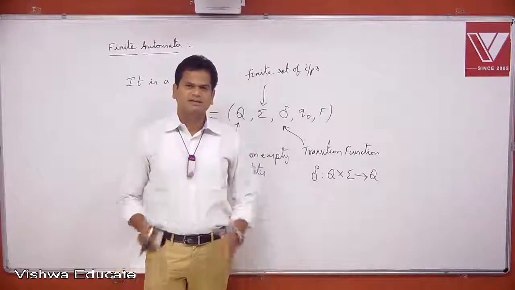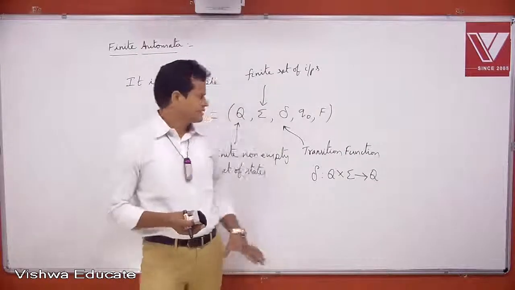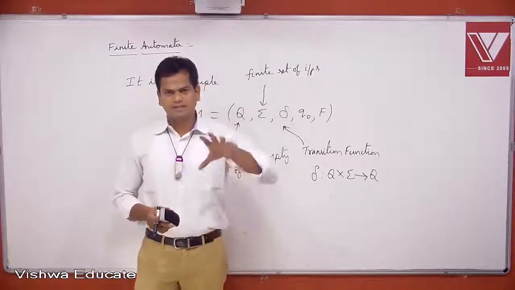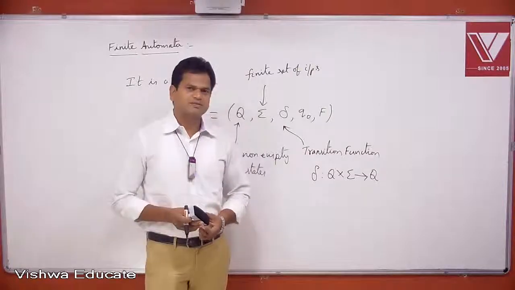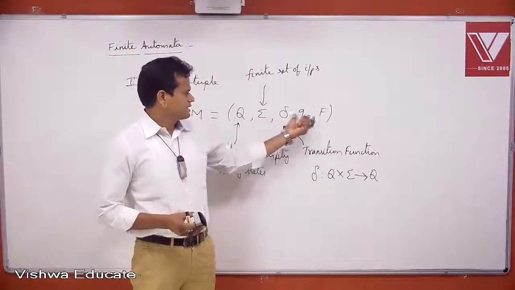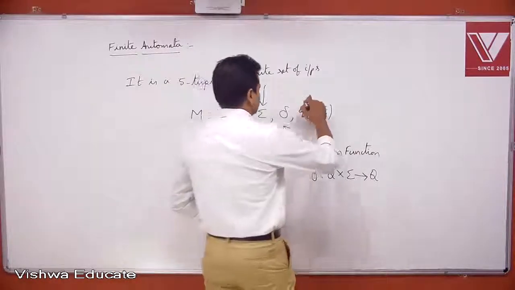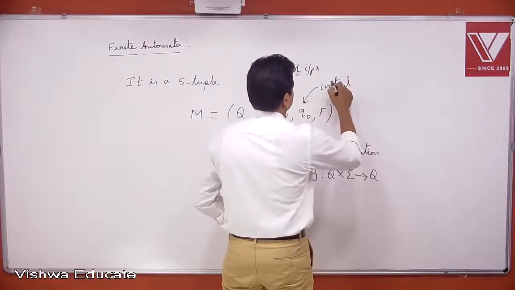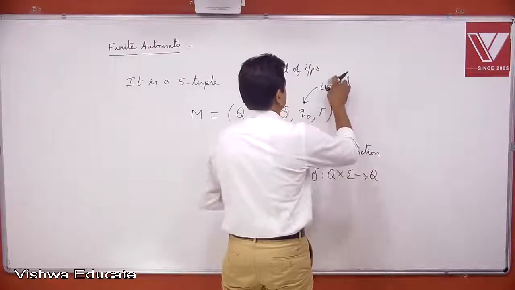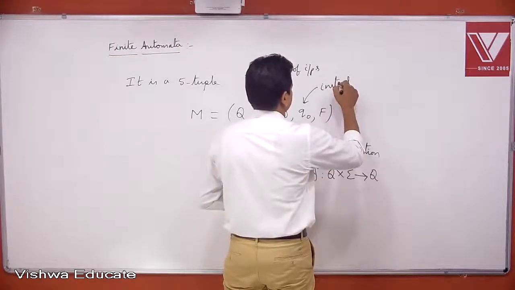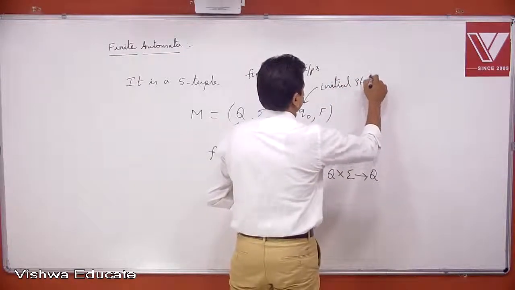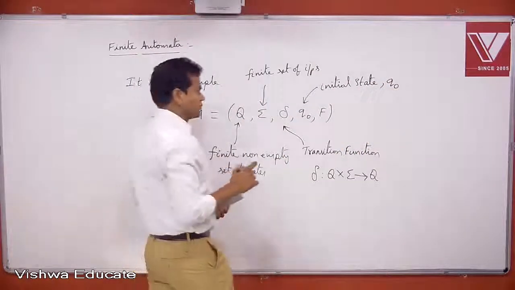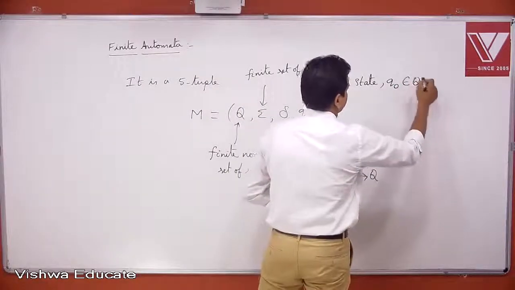Next, even though there are hundreds of states, every time the machine has to start from some initial state. That is called the starting state. That starting state we must define. It may be Q0, Q1, Q2, or any state. There must be a compulsory starting state defined. For example, Q0 we are taking as the initial state, or you can call it the starting state. The initial state is one of the states from Q. So Q0 belongs to Q.